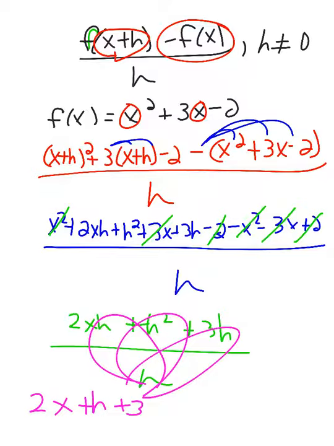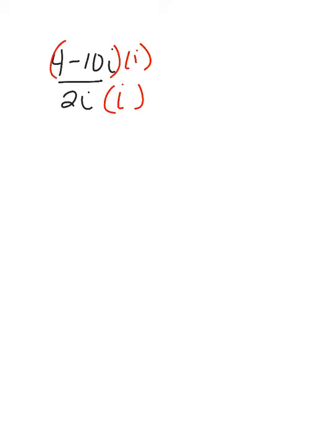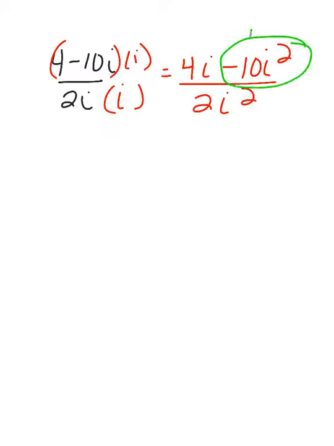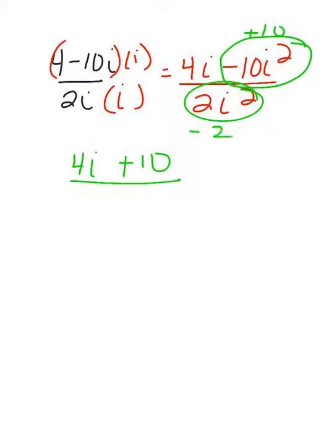Okay, so let's take a look at number 8. Number 8 is to rationalize the denominator. You want to get rid of the i in the denominator. For a monomial, you just multiply numerator and denominator by i. For this one, the numerator is a binomial, so make sure you distribute. So it's 4i minus 10i squared over 2i squared. So negative 10i squared, remember, is plus 10. So I have 4i plus 10 over, this becomes negative 2.